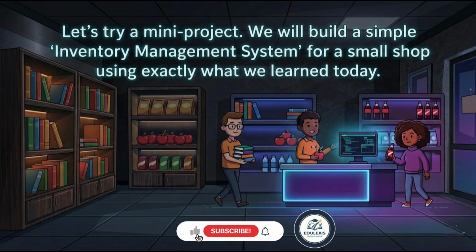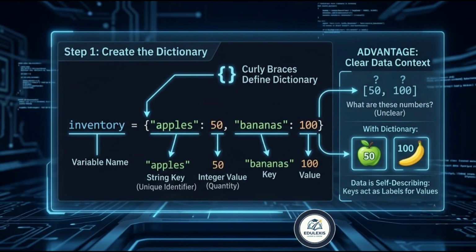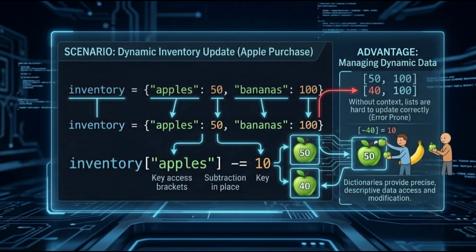Let's try a mini project. We will build a simple inventory management system for a small shop using exactly what we learned today. inventory = {"apples": 50, "bananas": 100}. We start by creating our stock. Notice how clear the data is compared to a list of numbers. When a customer buys 10 apples, we update the value in inventory["apples"] to 10. This shows how dictionaries handle dynamic data.